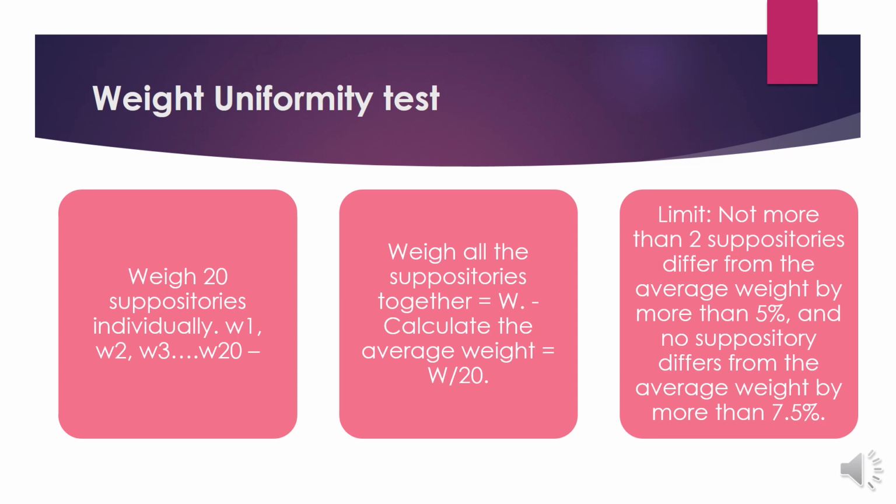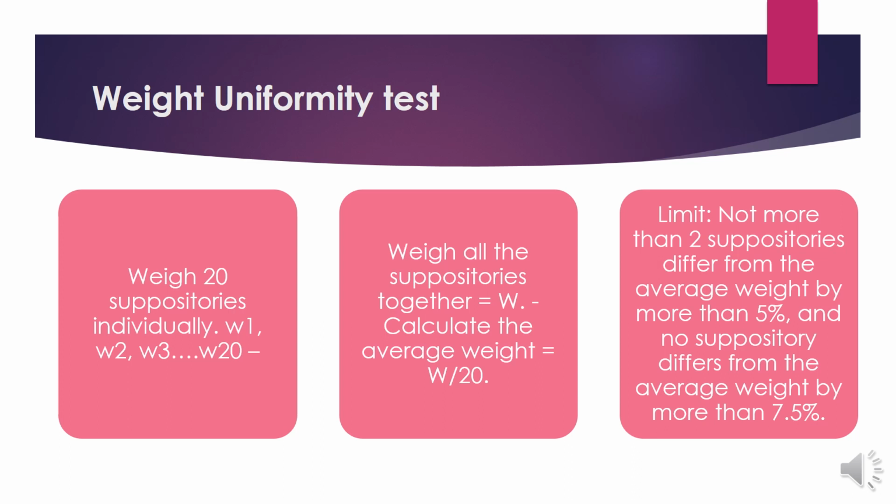Now the limit for this test says not more than two suppositories differ from the average weight by more than 5%, and no suppository differs from the average weight by more than 7.5%. It means that among 20, only two suppositories are allowed to differ from the average weight by more than 5%, and these two should not differ by more than 7.5%.